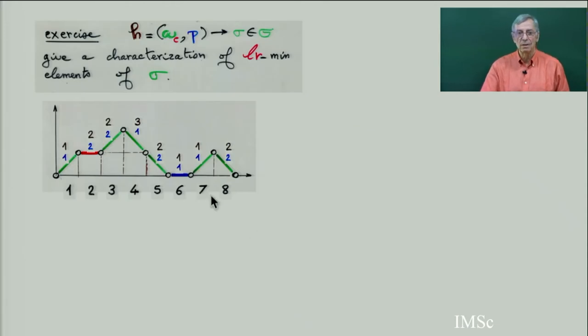So, exercise: give a characterization of the left to right minimum elements through the history. If you give me the history, what is the characterization of a left to right minimum element? So the choice must be 1, but there is something more. You cannot characterize it by saying the elementary step is blue or red or north, south, east, as we have done before. The characterization is more complicated.